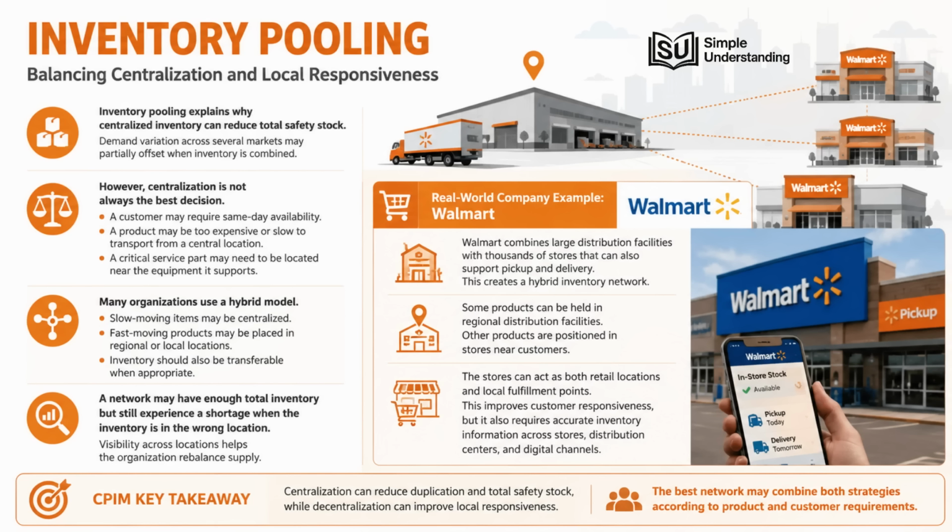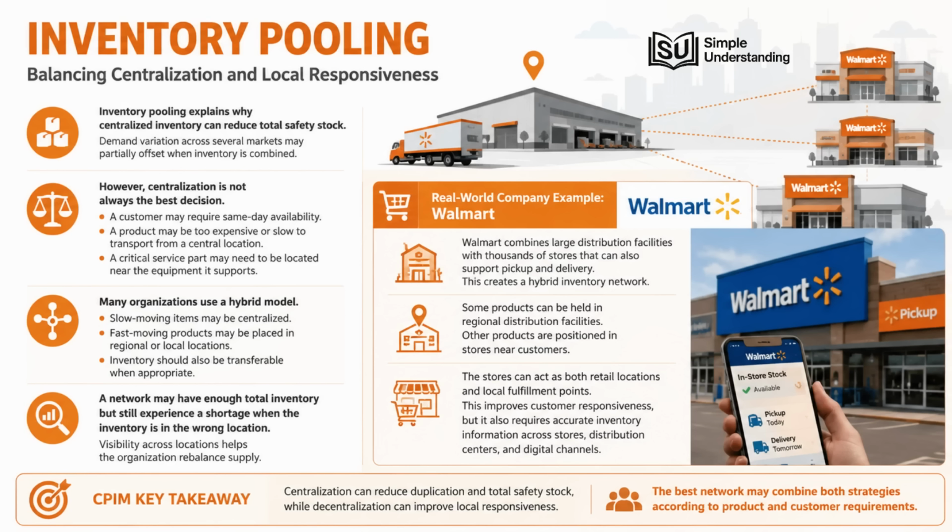Inventory should also be transferable when appropriate. A network may have enough total inventory, but it still may experience a shortage when the inventory is in the wrong location. Visibility across locations helps the organization rebalance supply. Real-world company example: Walmart. Walmart combines large distribution facilities with thousands of stores that can also support pickup and delivery.